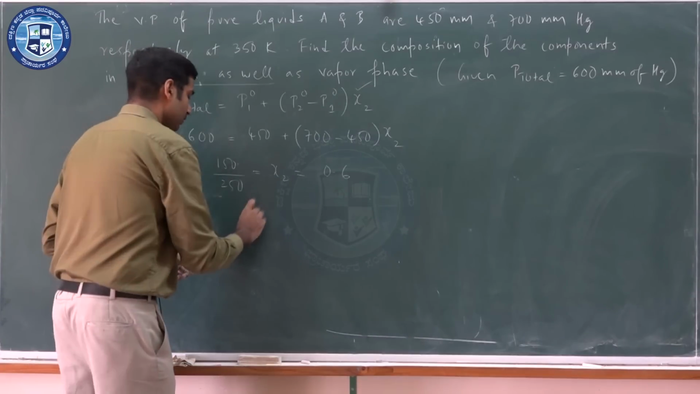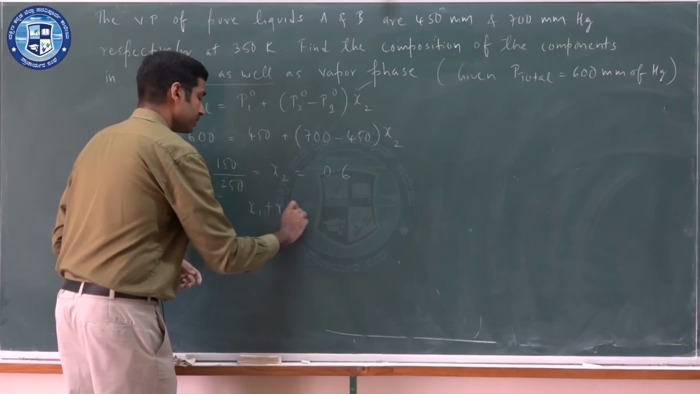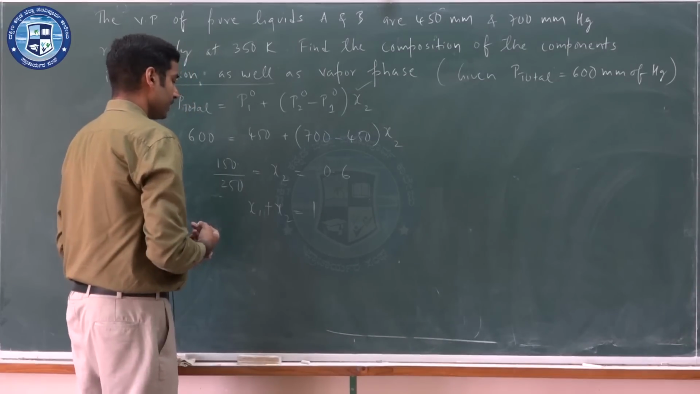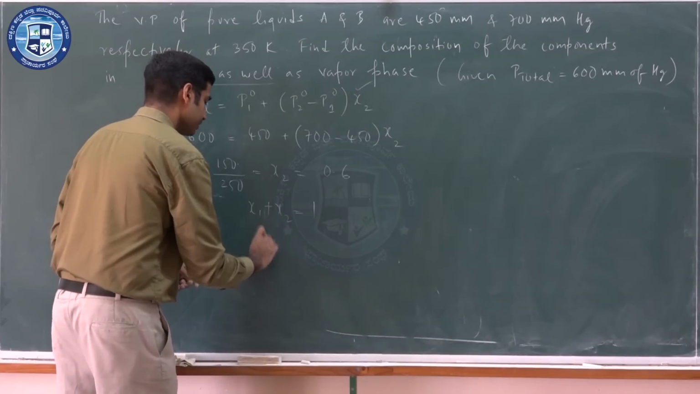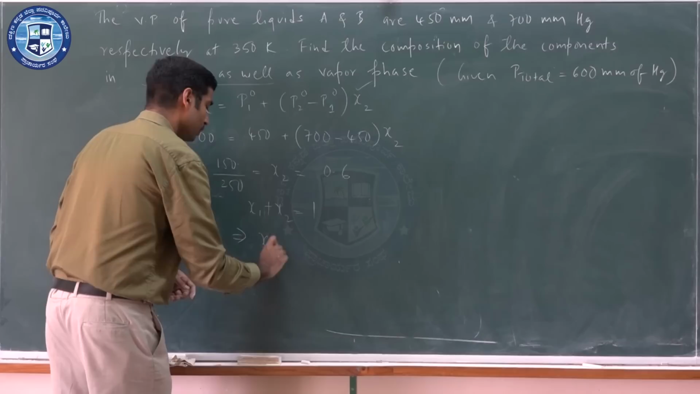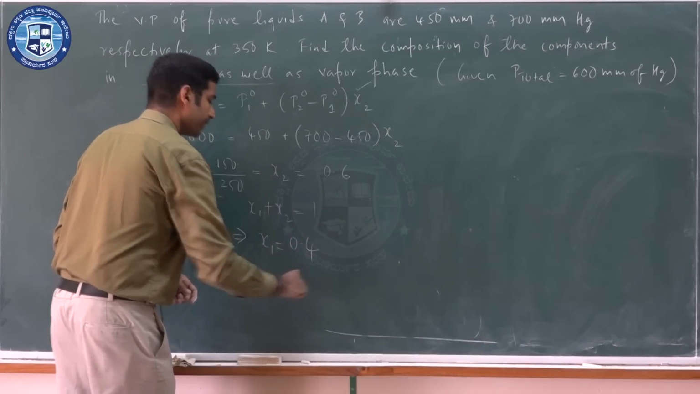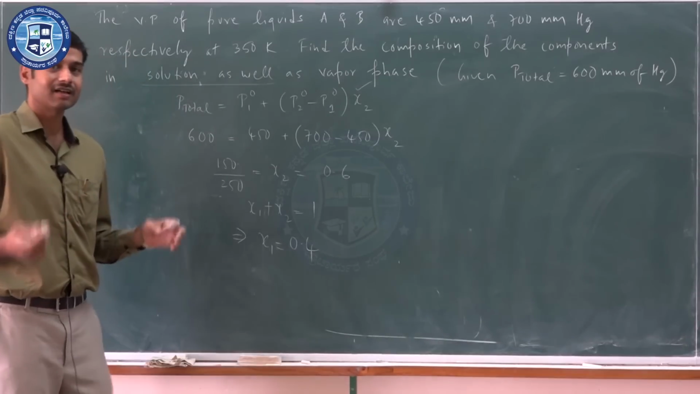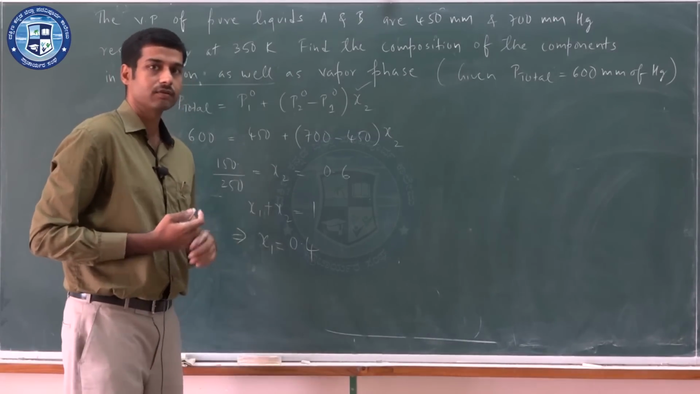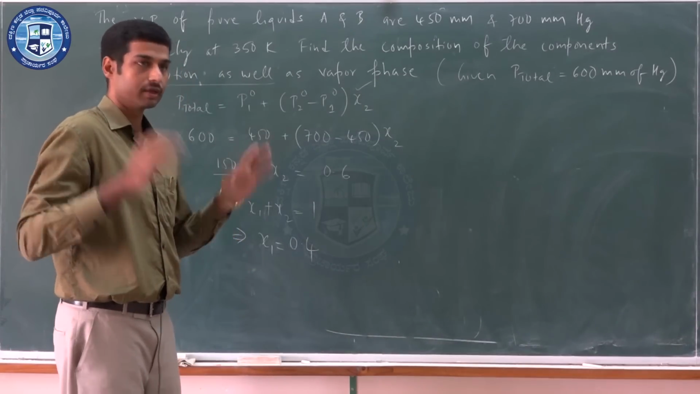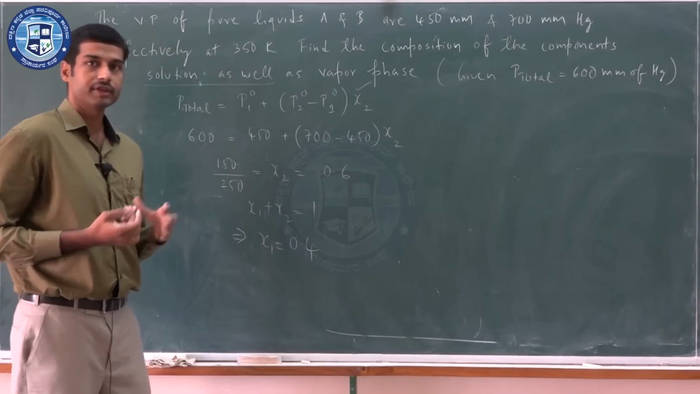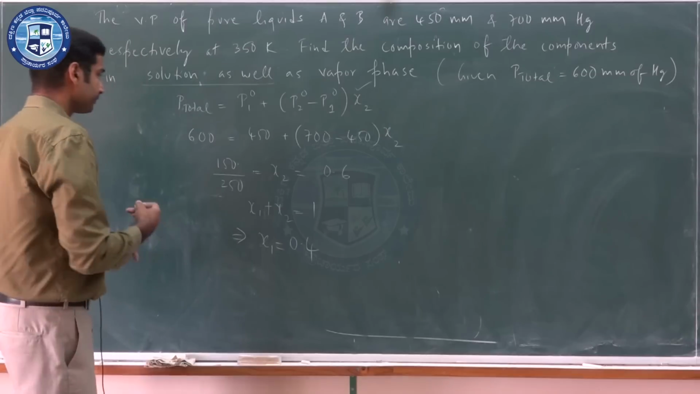What I know is the sum of the mole fraction of all the components is equal to 1, and therefore, if x2 is equal to 0.6, x1 should be equal to 0.4. These are the mole fractions of the components in the solution. Now, what is the composition in the vapor phase?